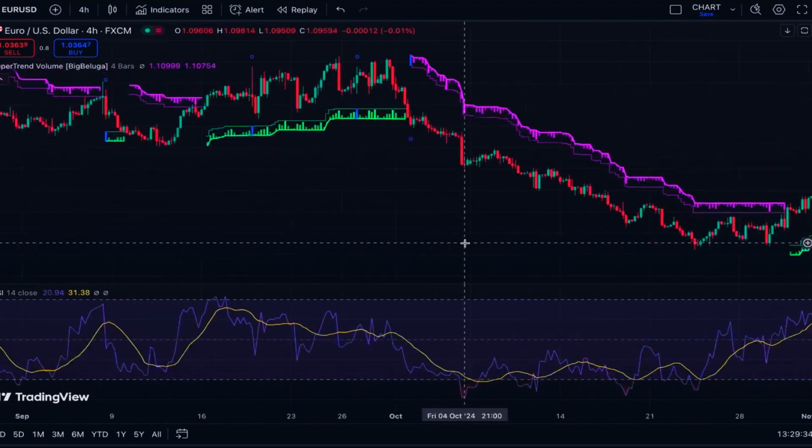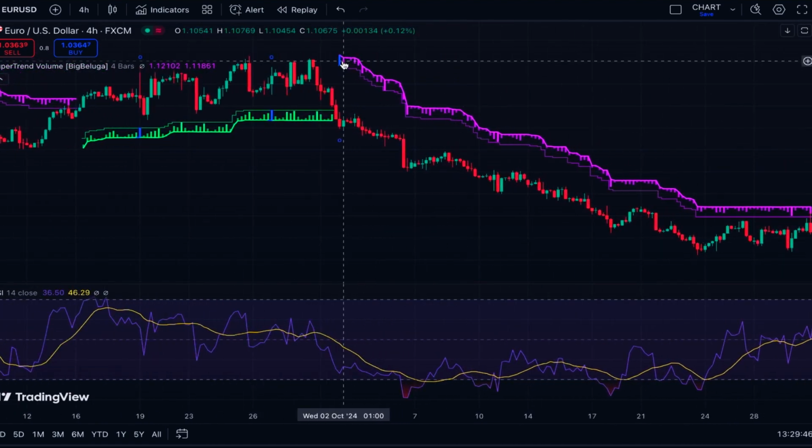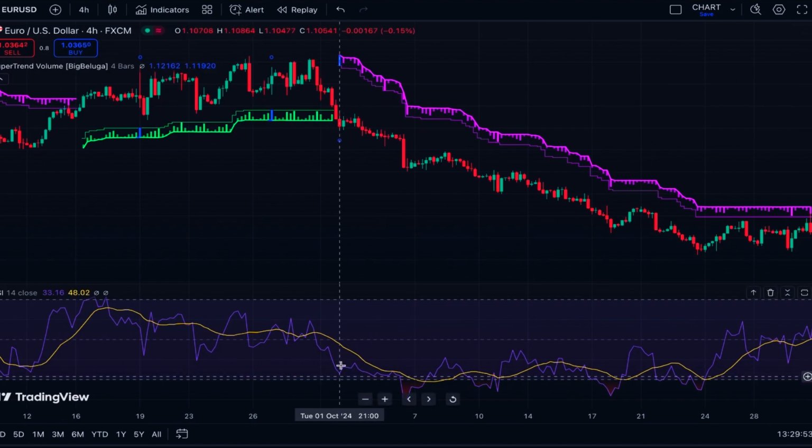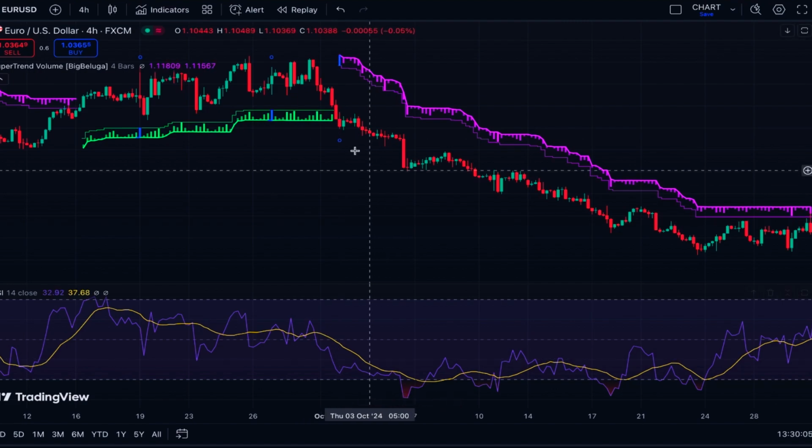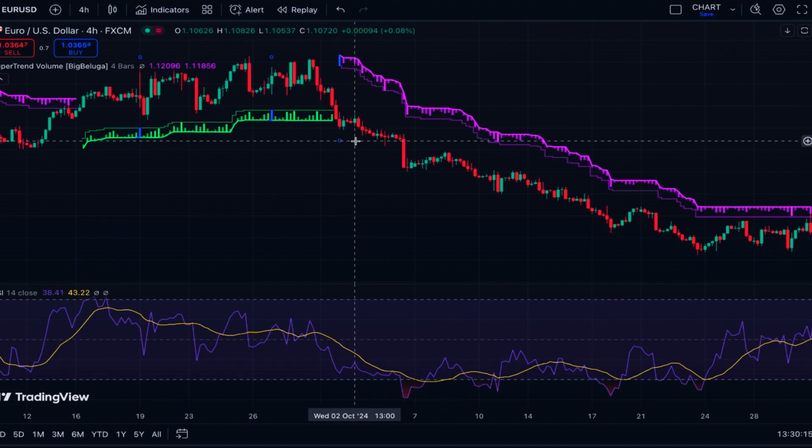Or another example here, for this volume confirmed signal that we had here, you can see that RSI is below the center line and also below the moving average line, which shows decline of the price in a downtrend. So we have more confirmation that the price is turning to a downtrend.